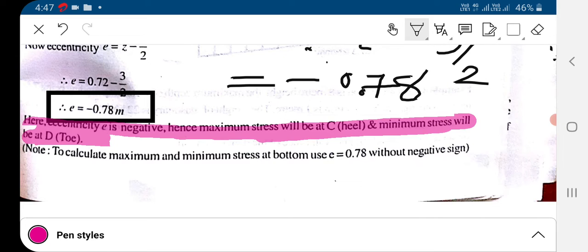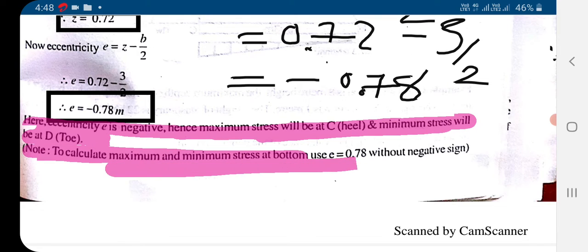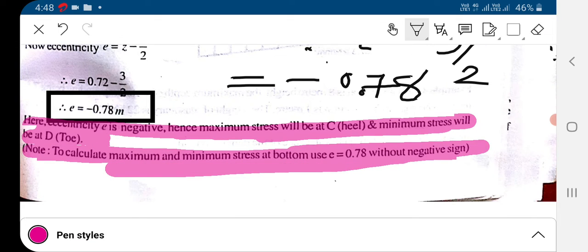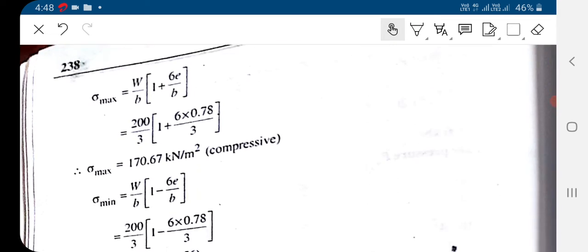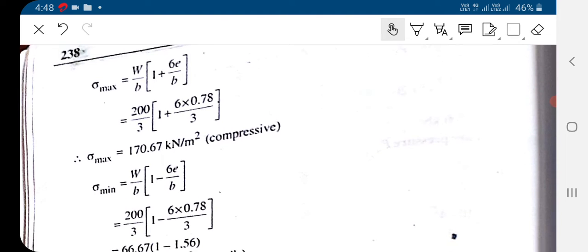But again, here is a note point to keep. To compute the maximum and minimum stress, you have to use the value of eccentricity without considering the sign. So in the equation we put E as only 0.78, not minus 0.78. For the computation we use the eccentricity as only 0.78. Okay guys, understood?